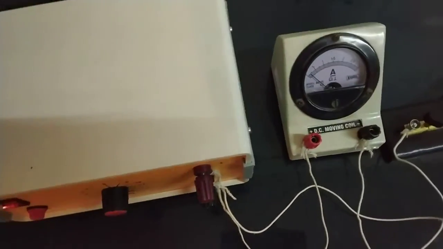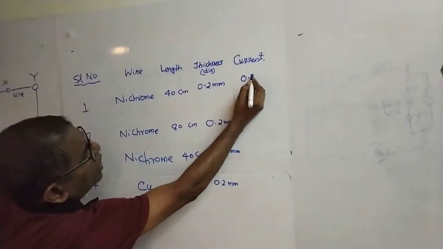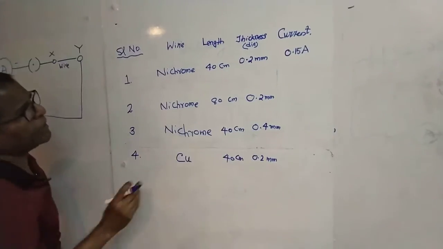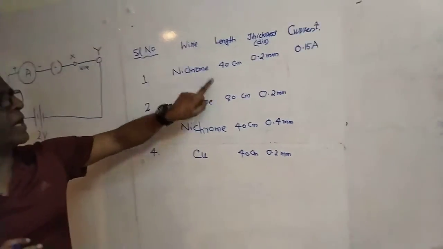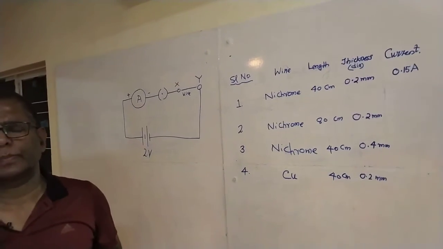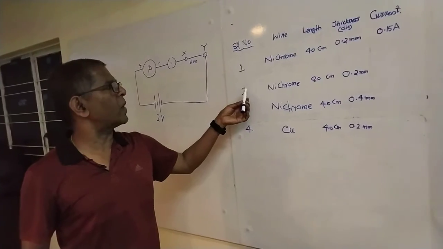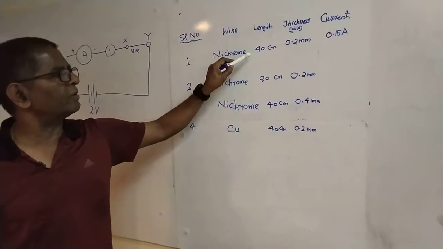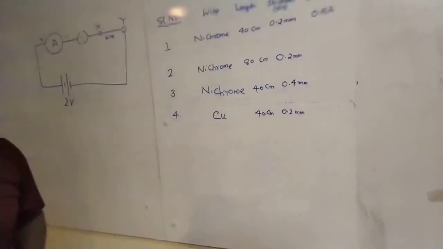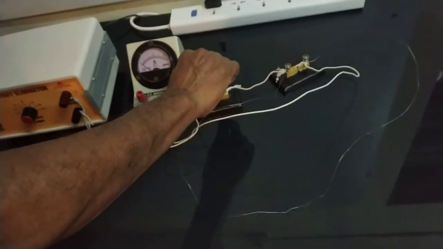So the first observation is the current is 0.15 ampere. Next, I will start with the other nichrome wire, 80 centimeter. The result. Now we will start with wire number 2. So here the length of the wire is 80 centimeter and the thickness is same. So here we go. I insert the key and will just note down the reading.